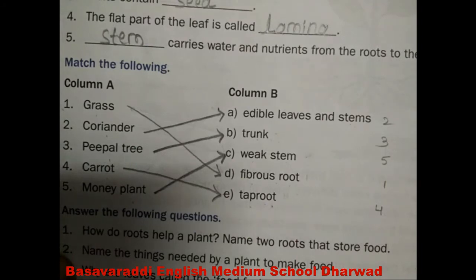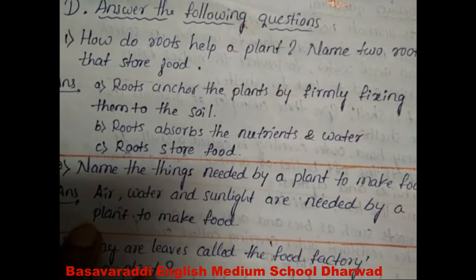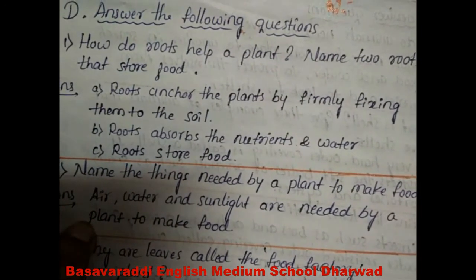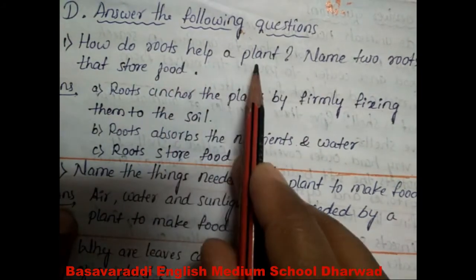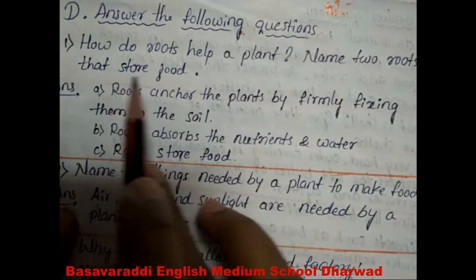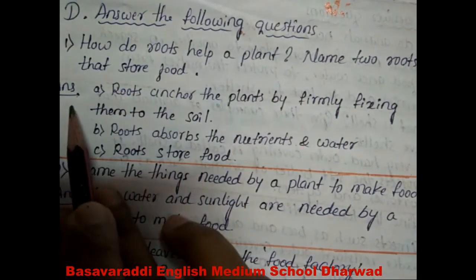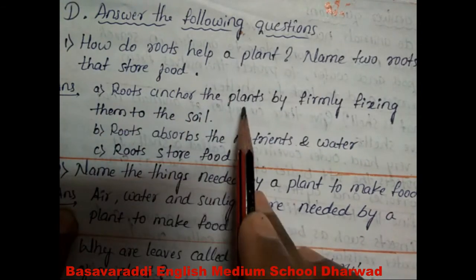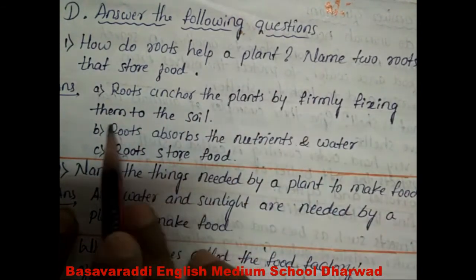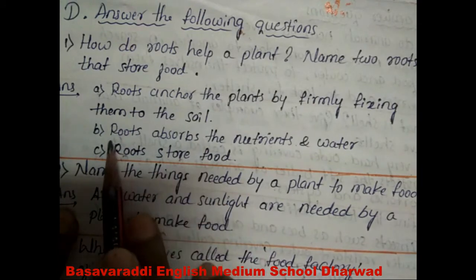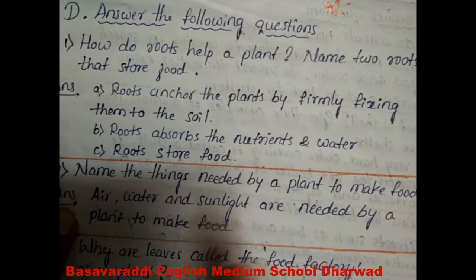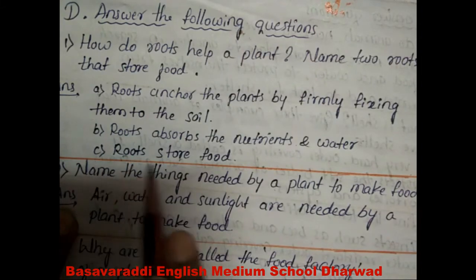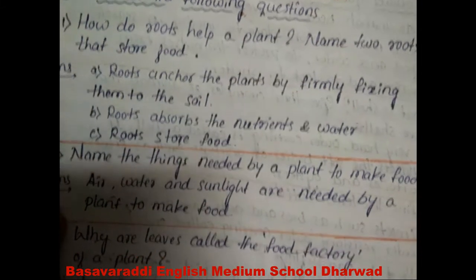Next, D1. The D1 is answer the following questions. The first one: how do roots help a plant? Name two roots that store food. Answer: A. Roots anchor the plants by firmly fixing them to the soil. B. Roots absorb the nutrients and water. C. Roots store food.